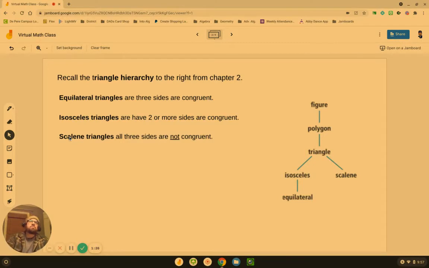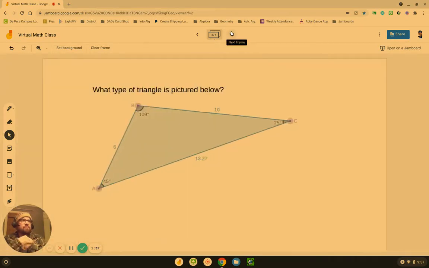This is going to be important in terms of how they relate to the different angle measures in a triangle as well, because there's a very unique relationship between the angles and the sides. Here's an example. What type of triangle is pictured here? Hopefully, you answer that question quickly inside of Edpuzzle, and you'll notice that the three sides are different. Side AB is 6, side BC is 10, side AC is 13.7. If all three are different sizes, we call this a scalene triangle.